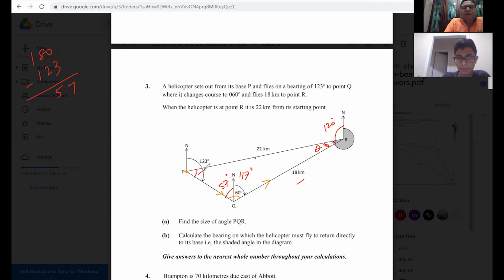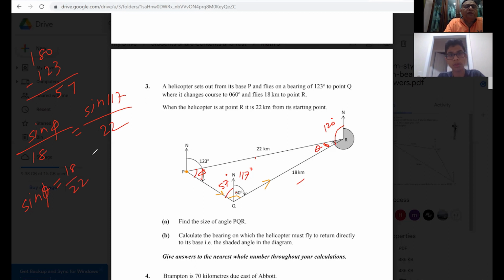So let's say this angle is phi. So we say sine phi over 18 equals sine of 117 over 22. So from here we calculate sine phi equals 18 over 22 times sine 117. So find phi from here. Phi equals sine inverse of all this. You got how much?